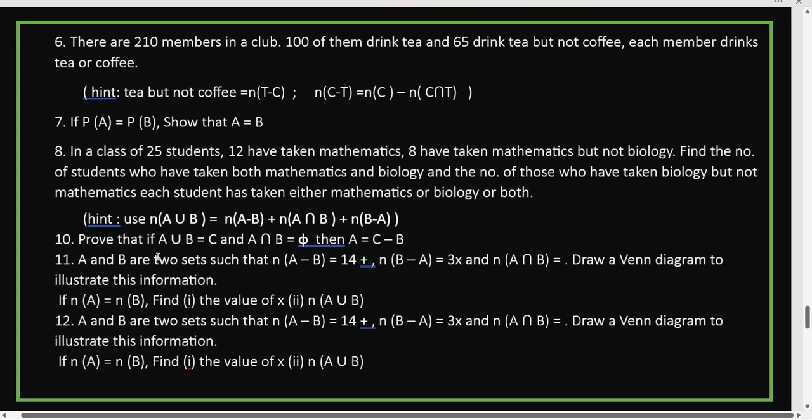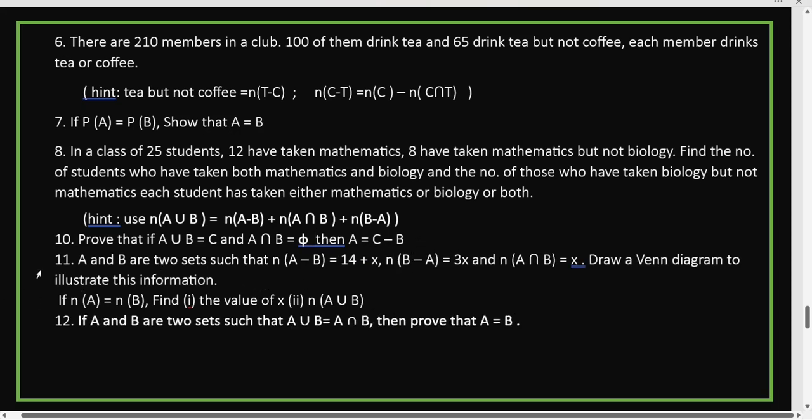And next one: prove that if A union B equals C and A intersection B equals empty set, then A equals C minus B. You have to do it. So in the 11th question, A and B are two sets such that n(A minus B) equals 14 plus x, n(B minus A) equals 3x, and n(A intersection B) equals x. Draw the Venn diagram to illustrate this information. If n(A) equals n(B), find the value of x and also n(A union B). Okay, this is the question. You can do it.